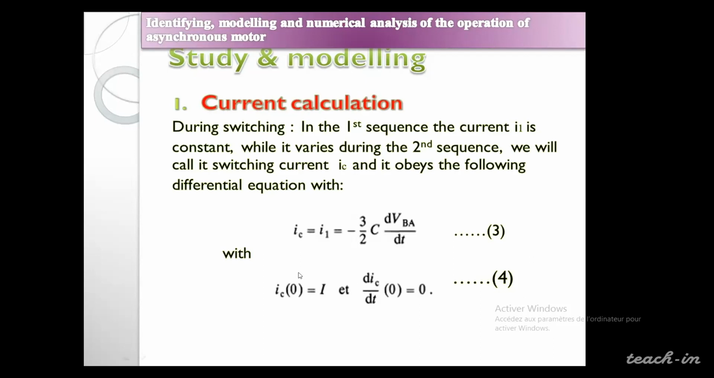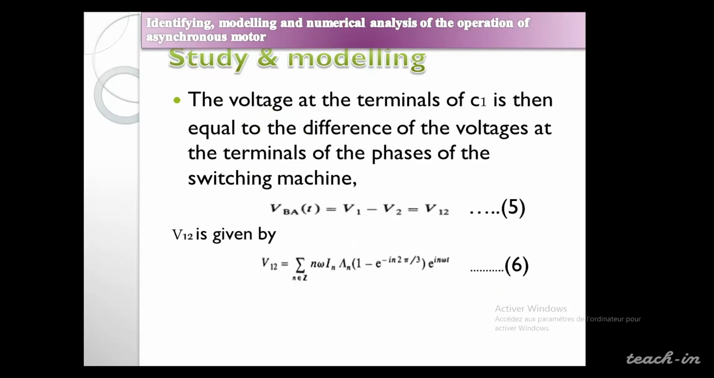We have IC, with initial condition IC of 0. We have here differential equations which model the current. And here we have the voltage. The voltage at the terminals of C1 is then equal to the difference between voltages at the terminals of the phases of the switching machines, as shown in Formulas 5 and 6.